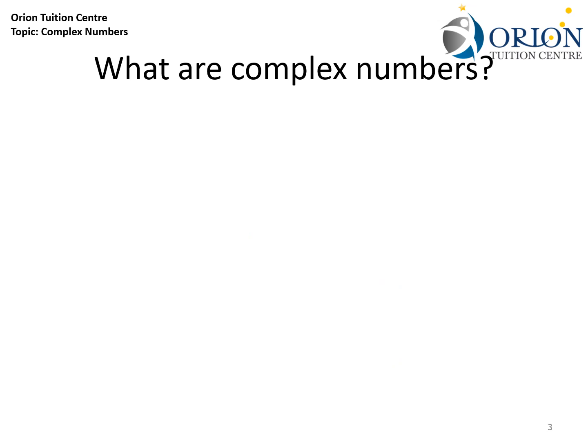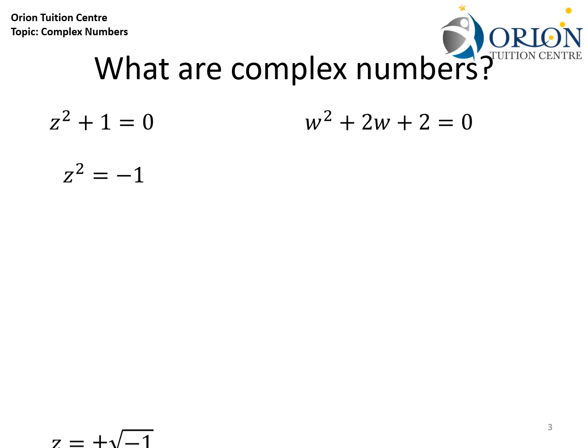Let's try to solve the first two equations. For the equation z squared plus 1 equals 0, we can move the 1 over to the right hand side to get z squared equals minus 1. And thereafter, we can solve for z by taking the square roots on both sides to yield z equals plus minus square root of minus 1, which does not make sense as of now, since we have been taught that we cannot square root any negative numbers. Let's leave it as it is for now and move on to solve the second equation.